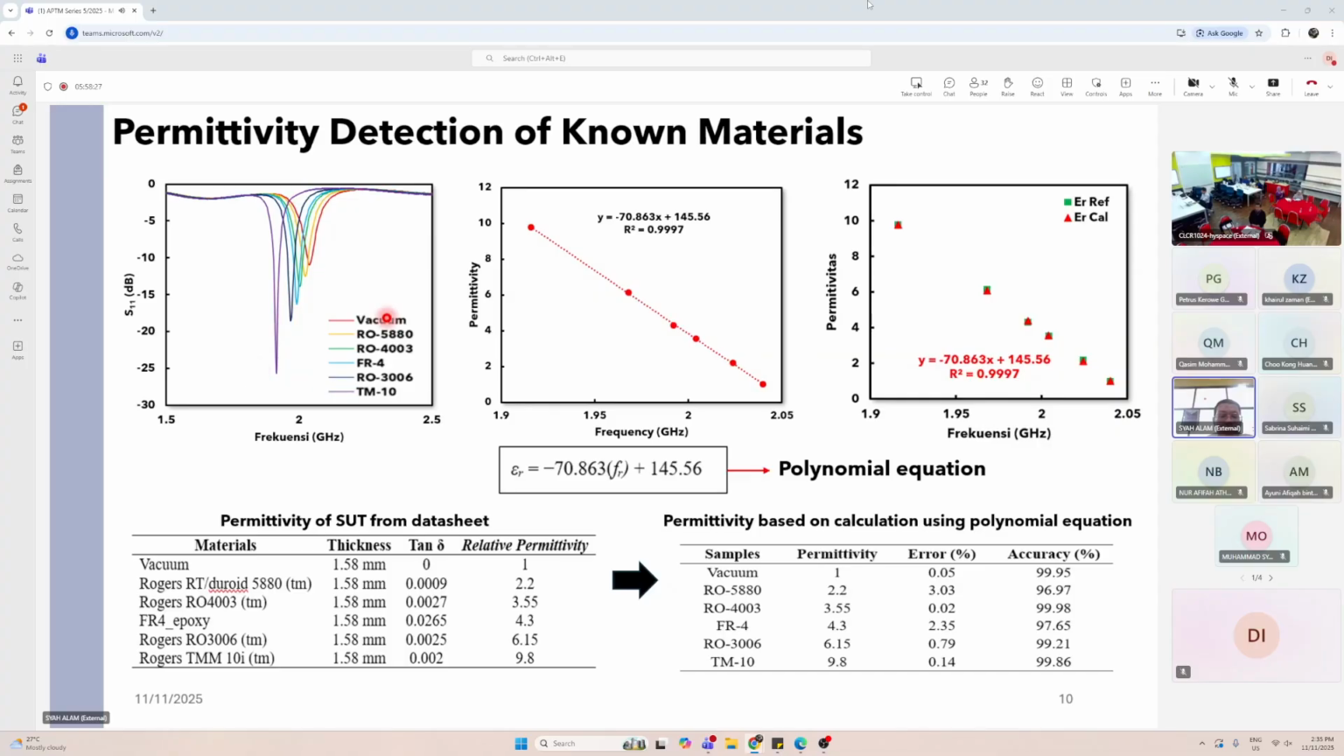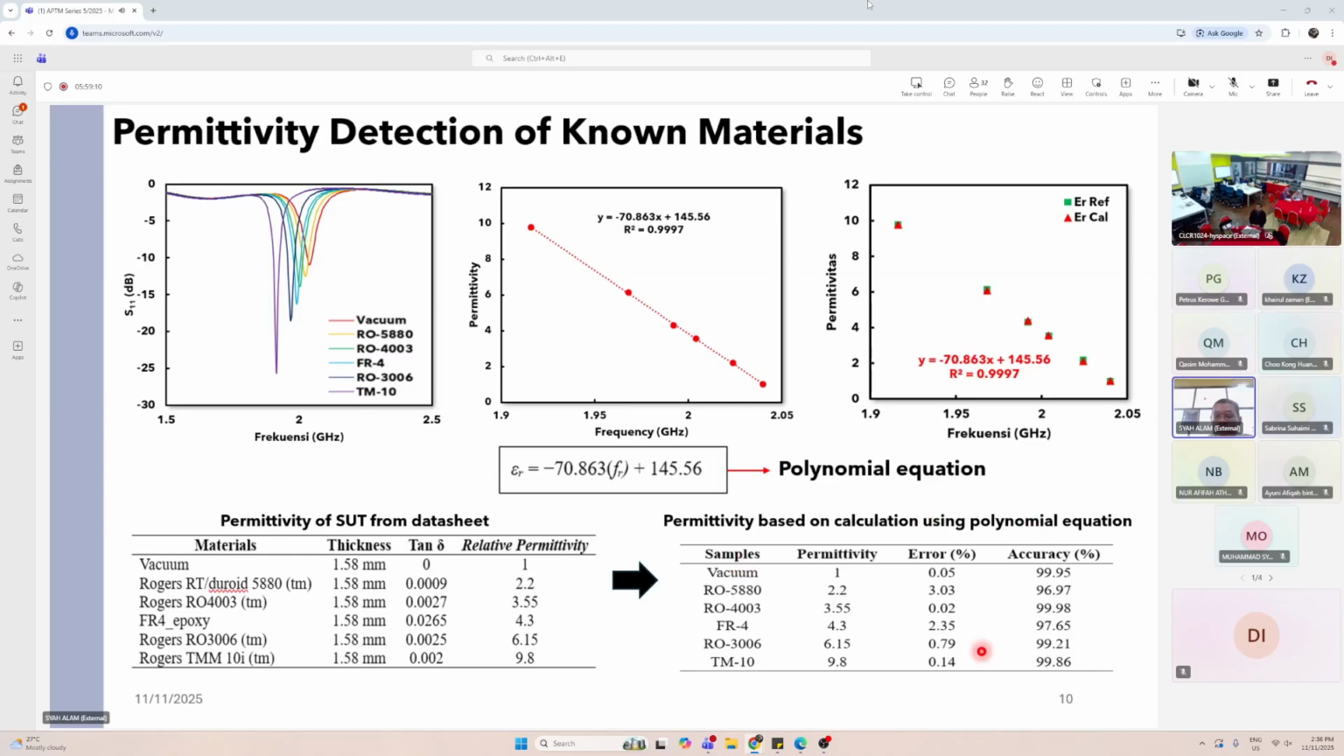And we can see here the characteristic of the resonant frequency based on the material under test with known permittivity: vacuum, RO5880, RO4003, FR4, RO3006. And this is the polynomial equation that we use to determine the permittivity. After that, we compare the permittivity from the reference and the calculation with this formula, and we compare the permittivity from the datasheet and the permittivity from the calculation.